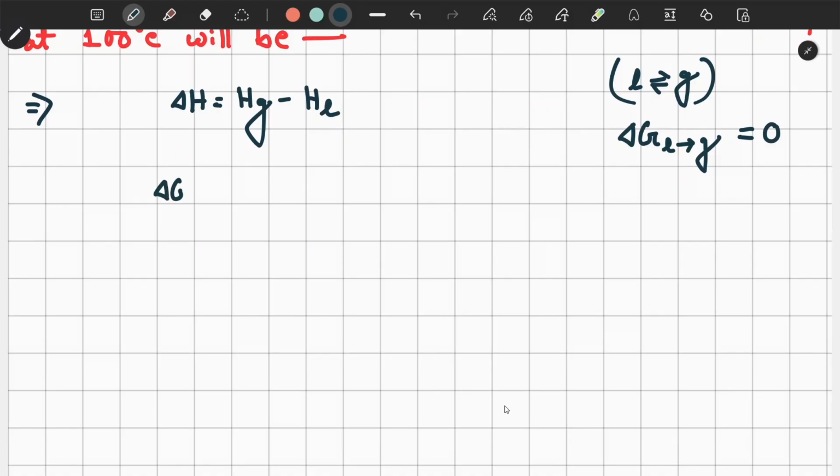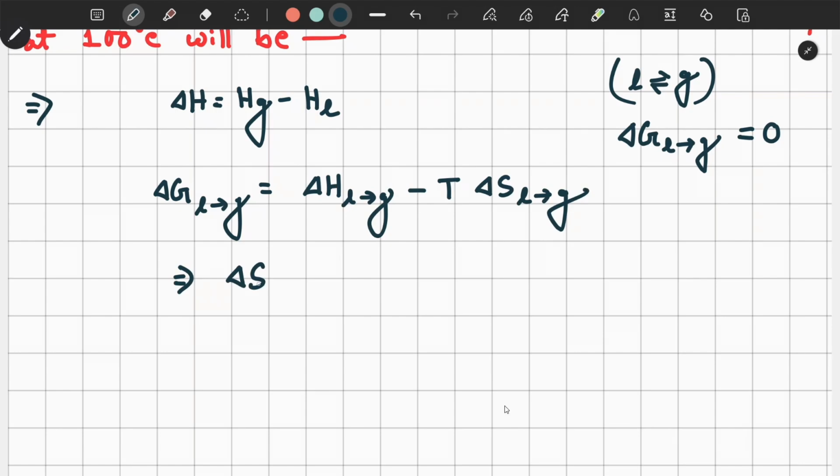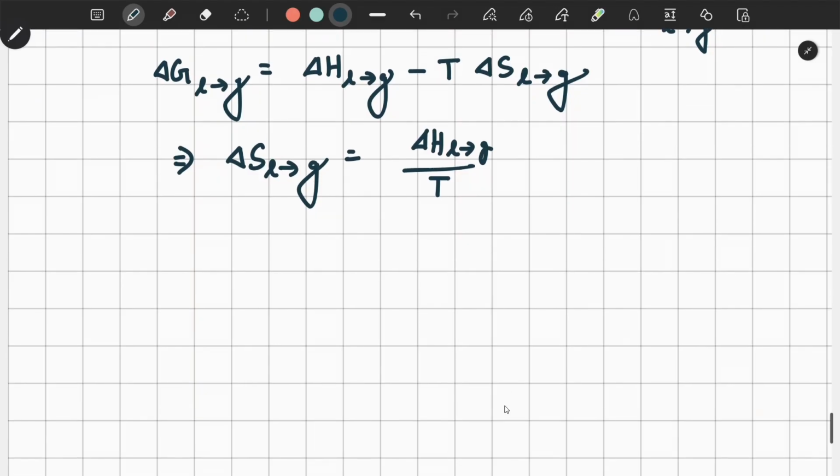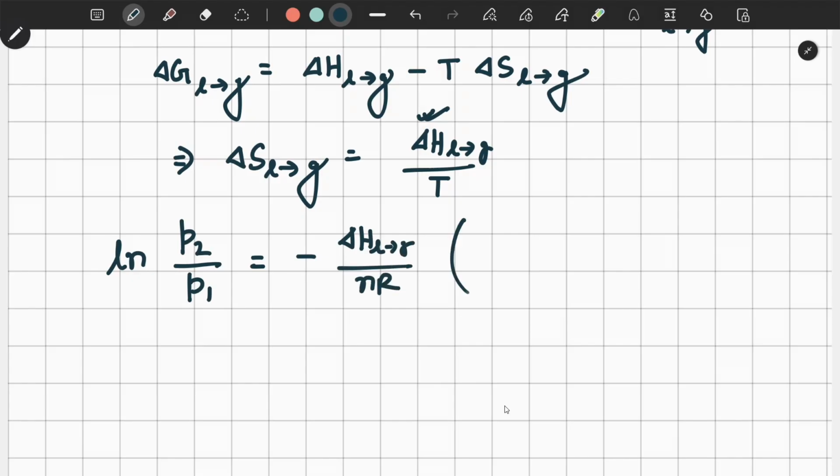Then what can you write? Delta G liquid to gas equals minus T delta S liquid to gas, and you have been asked to calculate this one. So simply this will be this. And how can you calculate this from the Clausius-Clapeyron equation? Because it is liquid to gas, you can directly use it. This is ln P2 by P1 equals delta H by nR into 1 by T1 minus 1 by T2. Yes, minus sign.